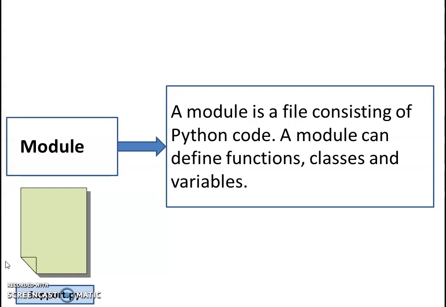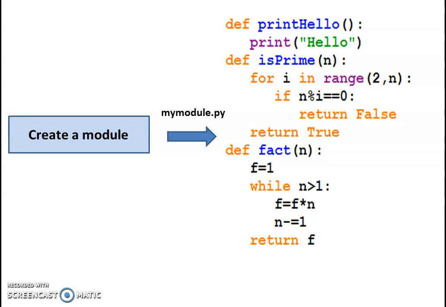Basically, a module is a Python file that contains Python code. And as we already discussed, a Python file can define functions, classes, and variables. So a module can also do the same. Any Python file with the .py extension is considered a module in Python. So to create a module, we create a file with the .py extension.